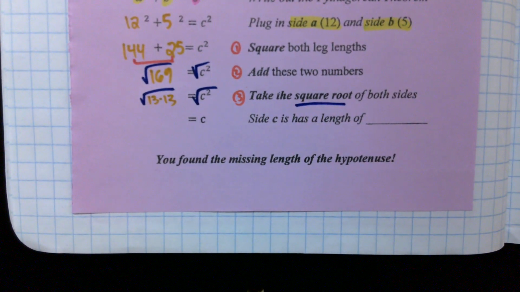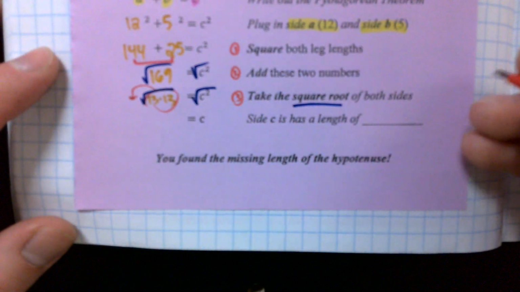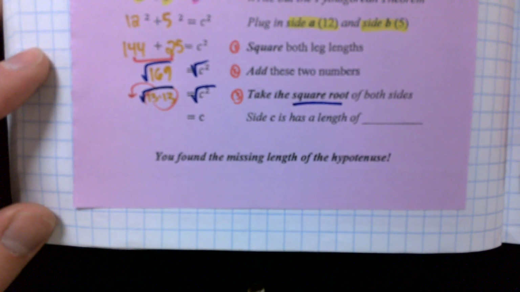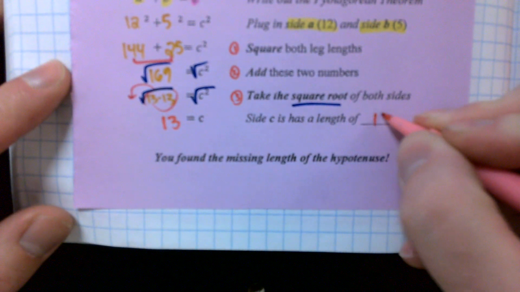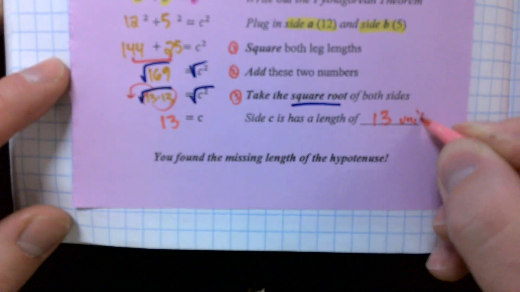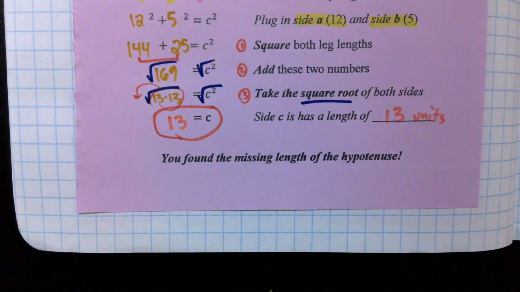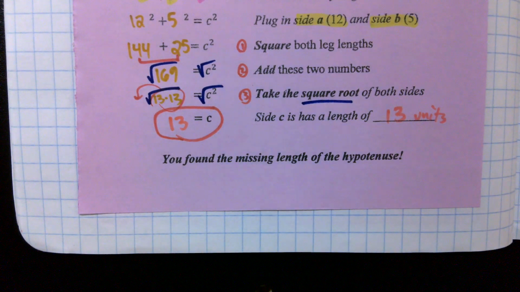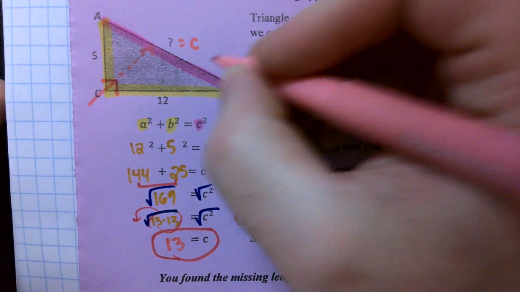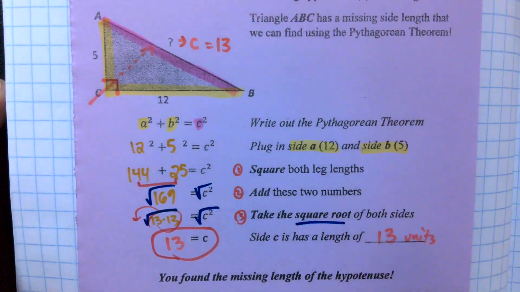Is there any pairs I can bring out of that square root? Yeah, pair of 13s. So what is my side length C equal to? 13 units. We want to throw units on there because it is a measurement, it's a length. Some of the problems might give you like centimeters, inches, feet. Not on this worksheet, but in the future they might. So we'll just put units on there for now. And that's how we find the missing hypotenuse. Now I know that this side length C is equal to 13.